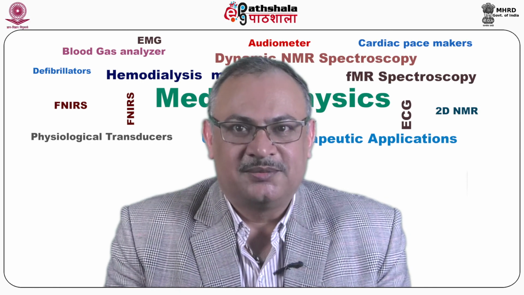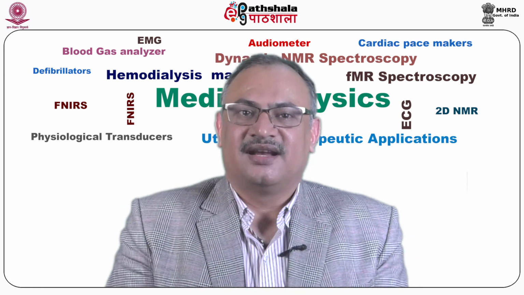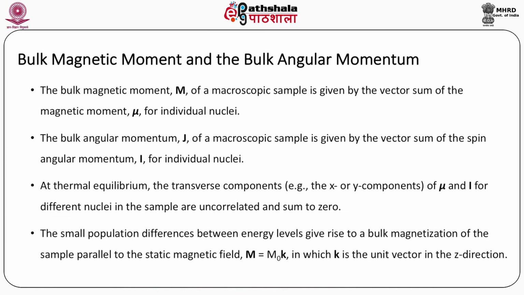Bulk magnetic moment and the bulk angular momentum. So far we have talked about a single spin in a magnetic environment, but when we talk about the whole sample, it has a collection of spins. The bulk magnetic moment M of a macroscopic sample is given by the vector sum of the magnetic moment mu for individual nuclei, and the bulk angular momentum J of a macroscopic sample is given by the vector sum of the spin angular momentum I for individual nuclei. At thermal equilibrium, the transverse components, which are the x or y components of mu and I for different nuclei in the sample, are uncorrelated and sum to 0. The small population difference between energy levels gives rise to a bulk magnetization of the sample parallel to the static magnetic field. M is equal to M0 k, in which k is the unit vector in the z direction.